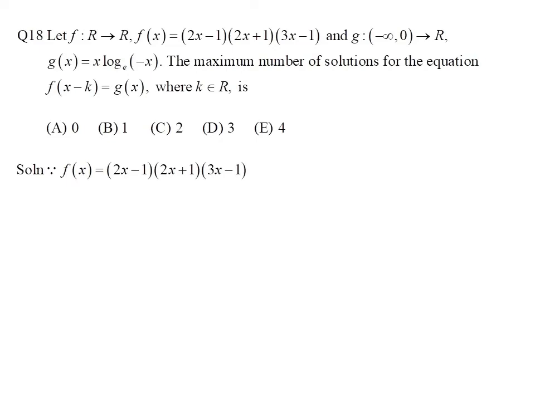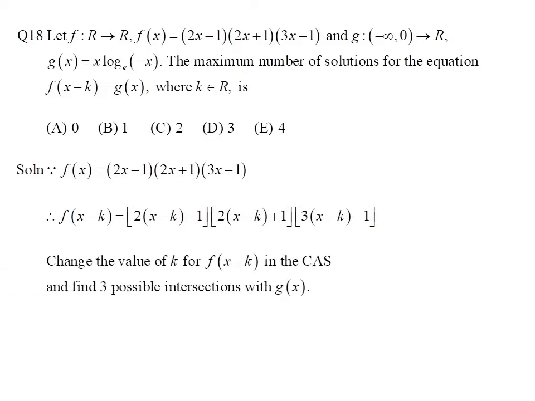According to the rule of f(x), the rule of f(x − k) is written by substituting x − k for x, as can be seen on the screen. Now we need to use a CAS or alternative mathematical software to plot f(x − k) and g(x) on the same coordinate system, where k is a parameter.